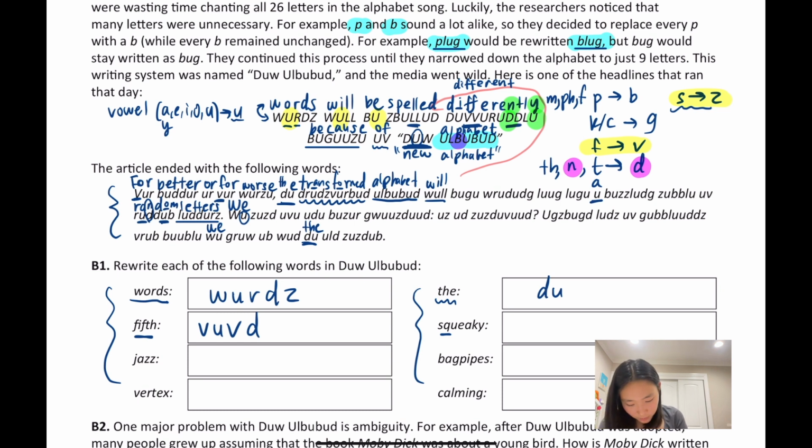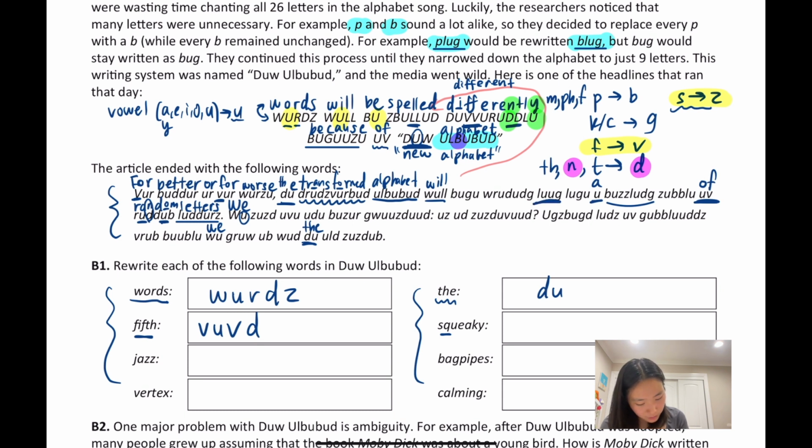For better or for worse, the transformed alphabet will Booger, Rudrug, Lug, something, something, something, random letters. And the UV over here, we can probably assume, because V is F, so this would probably be O. A buzzluduga. That's a little bit hard.